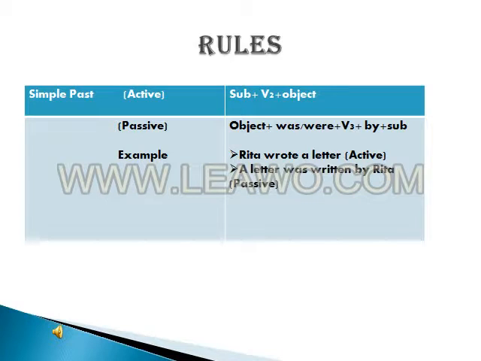Example for passive voice: a letter has been written by Rita. Simple past tense, meaning past indefinite tense. Rule for active voice: subject plus second form of the verb plus object. Passive voice: object plus was or were plus verb third form plus by plus subject. First example: Rita wrote a letter, for active voice. Example for passive voice: a letter was written by Rita.